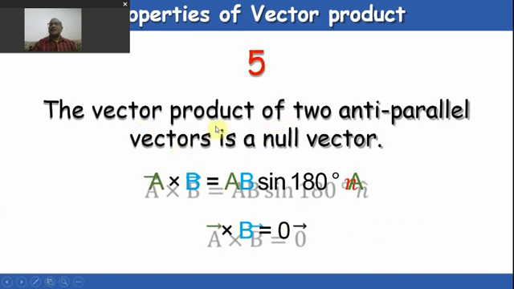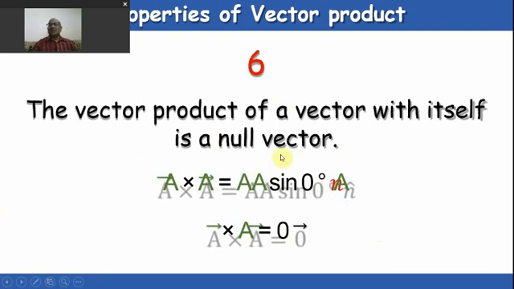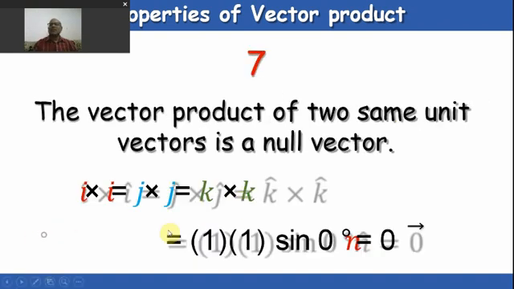In the same way, the vector product of two anti-parallel vectors again is a null vector, because sine 180 is 0. The vector product of a vector with itself is a null vector. So A cross A, the two vectors have the same direction. So sine 0 is 0, right? So we can have A cross A as 0.